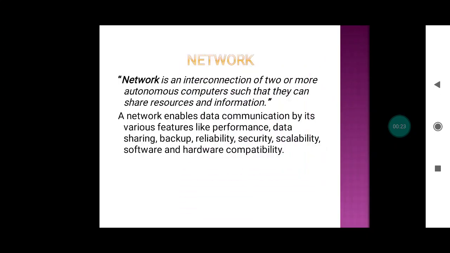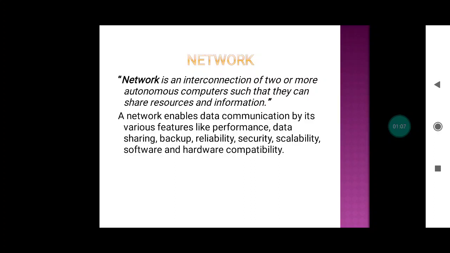Let us first understand what a network is. A network is an interconnection of two or more autonomous computers such that they can share resources and information. So basically we can link together multiple devices, or computer systems, so that they can communicate with each other, and information can be shared between the two devices, including different types of digital information like video, audio, graphics and text, over that communication channel.